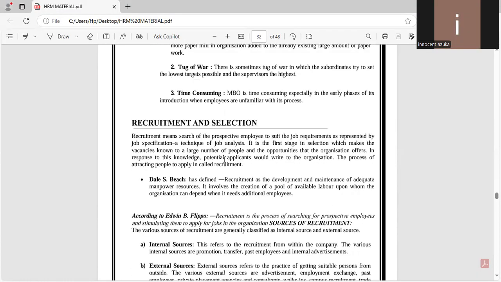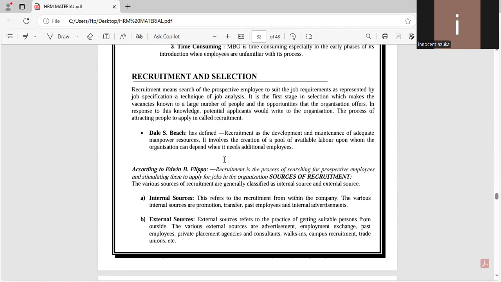That is the disadvantage. And let's quickly talk about recruitment. I don't want to spend much time on that. So let's talk about recruitment and selection.